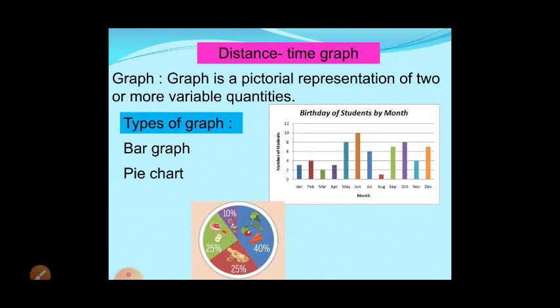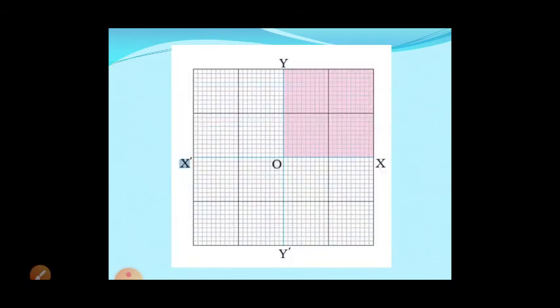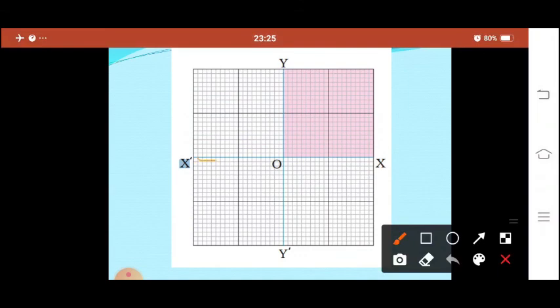Okay, so the next one, which we will learn here in the distance time graph, is nothing but the line graph. The others we can do on single pages, but for the line graph we need graph paper like this. Here you can observe the graph paper, where this is known as the x-axis and this is the y-axis. These two are known as the axes. Where they touch, that is O, this point is known as the origin.